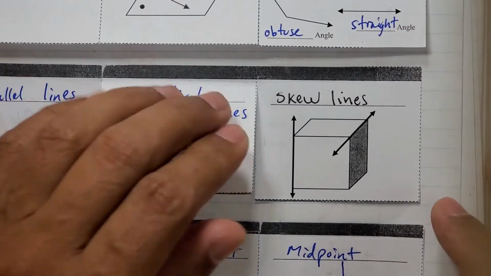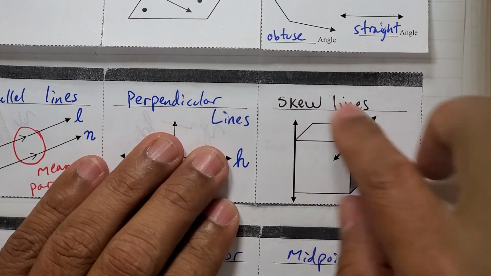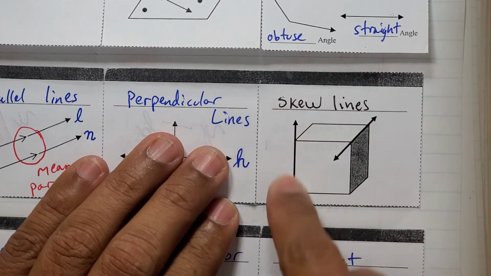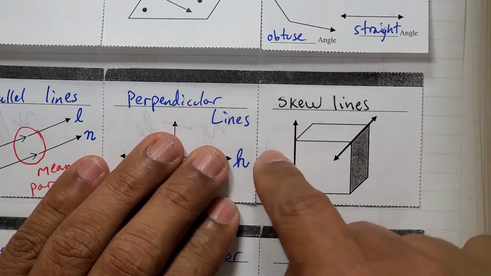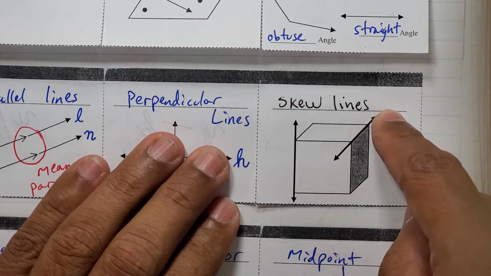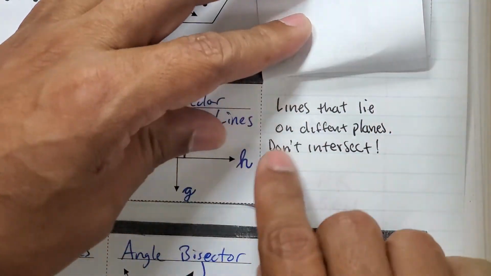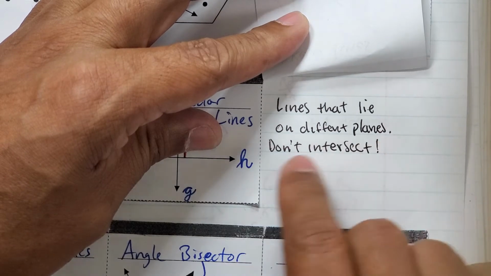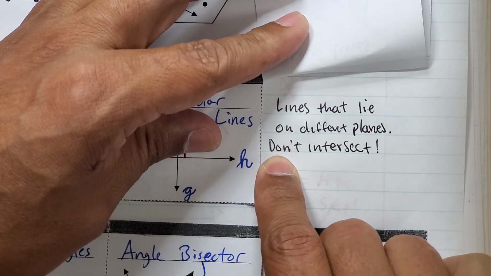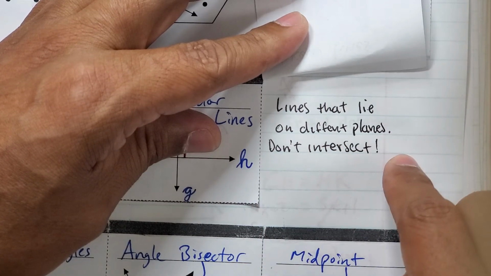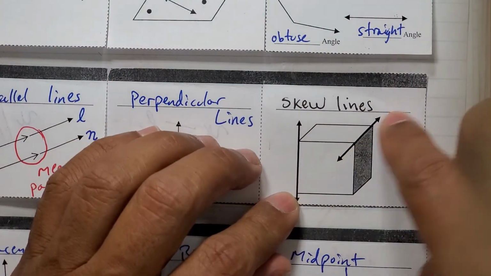All right, the next term and last one on this row, skew lines. Notice this line is on this side of this prism, and this line is on this side of that prism. And as you can see from here, these two lines are not going to intersect. Why? Because they're lying on different planes. Skew lines are lines that lie on different planes and they do not intersect. So now we're adding something else to your knowledge. So far you only knew that parallel lines don't intersect, but now you also have skew lines, which do not intersect because they are on different planes.